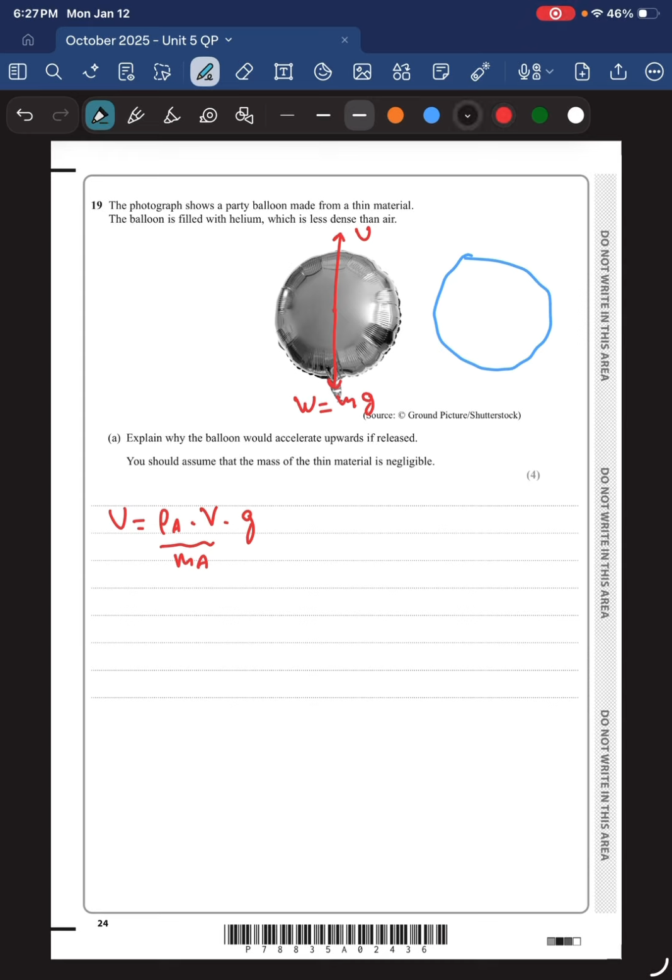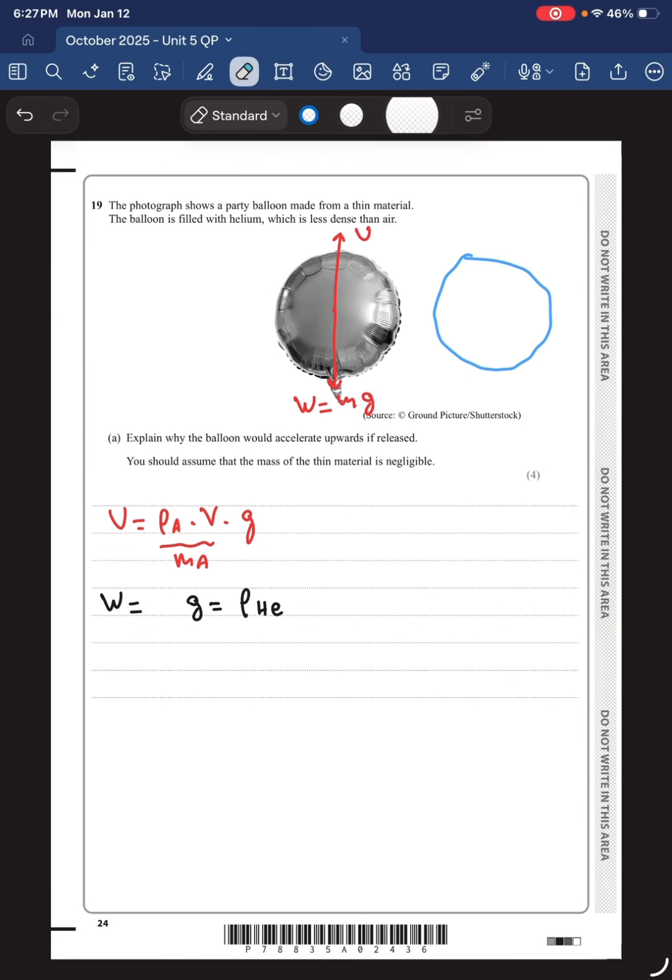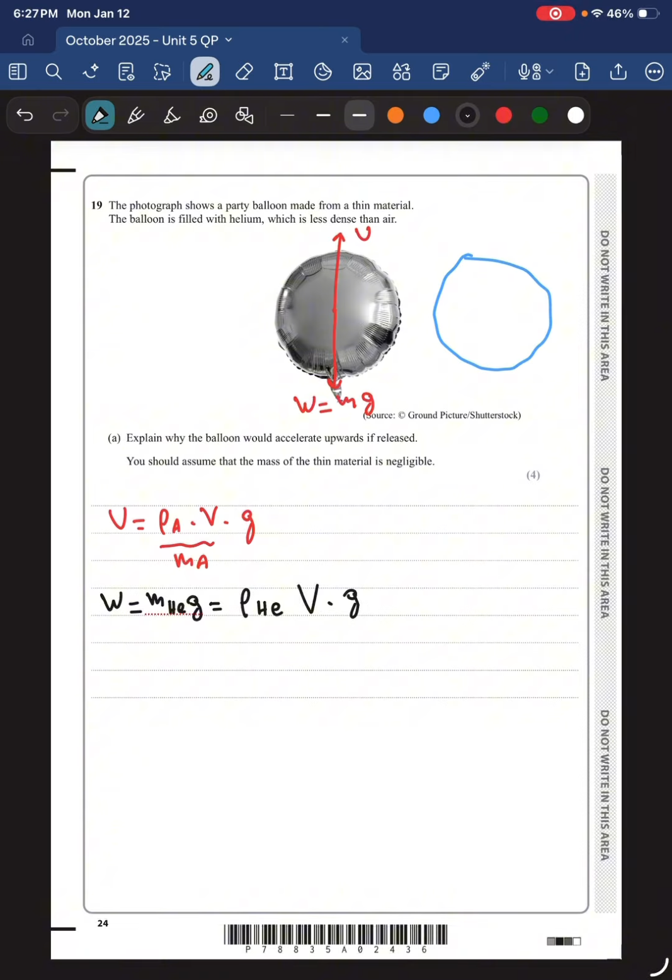All right, the weight is m times g, and the weight is actually the density of helium this time, because it's the mass of helium. So mass of helium times g, so it's the density of helium times V. The V is the same as the V we use for the upthrust, times g. Okay, so if it accelerates upwards, it means that the upthrust is larger than the weight.